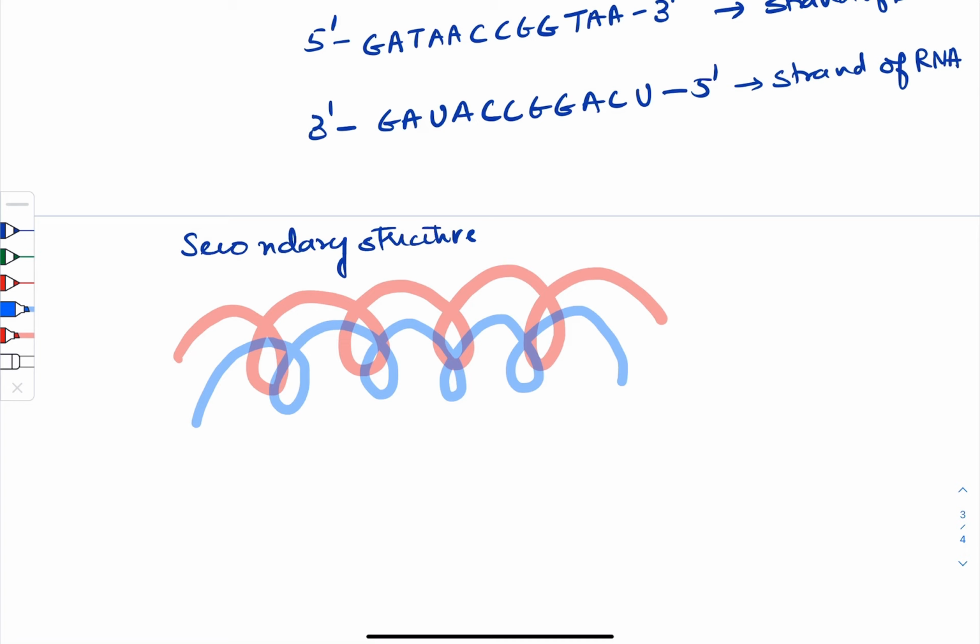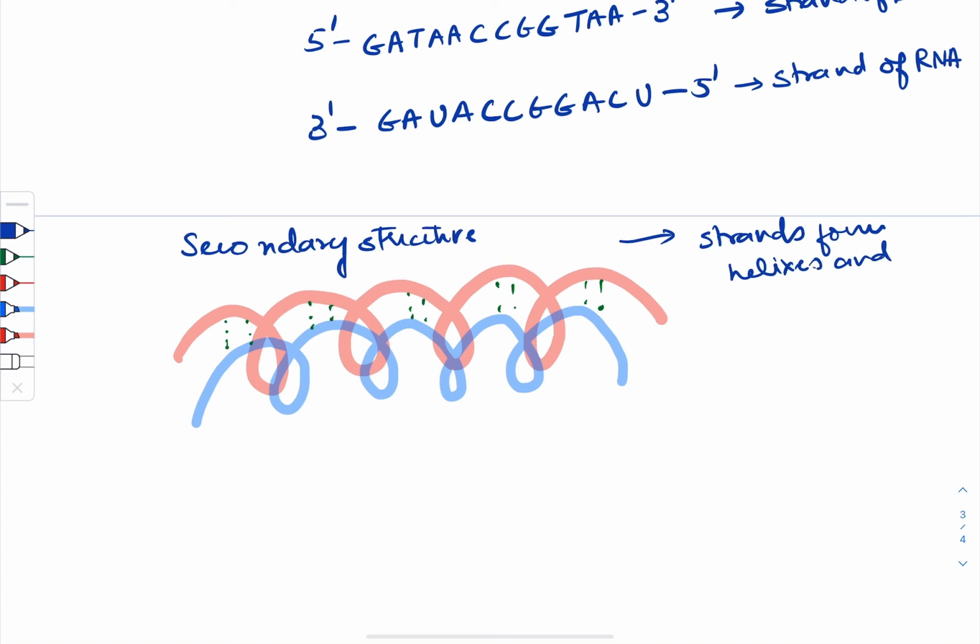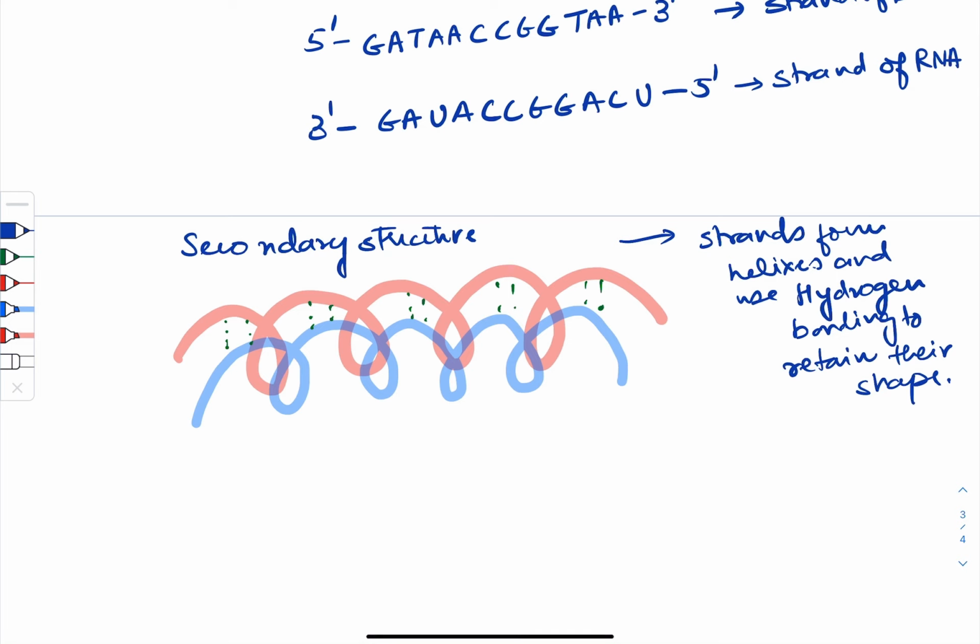So what happens is these 2 strands are connected together by hydrogen bonds, and that's what keeps them the same way. So this is the secondary structure, where strands form helixes and use hydrogen bonding to retain their shape. Okay, so there you have it.